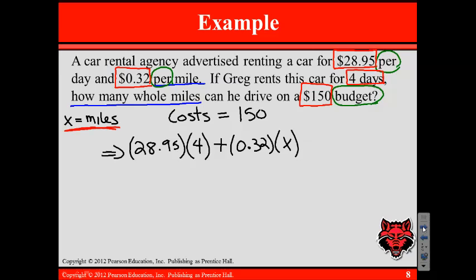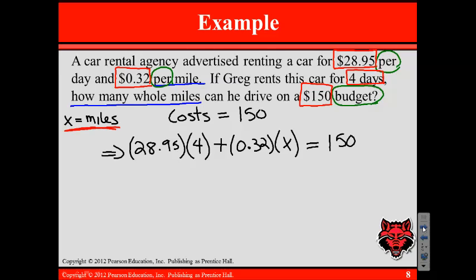And we can continue to read through the problem and see those are the only costs that Greg will have to worry about as he rents this car. So $28.95 for 4 days plus 32 cents for every mile, you don't know how many miles, should equal, at the very most, his $150 budget. Now we have an equation that can be solved.